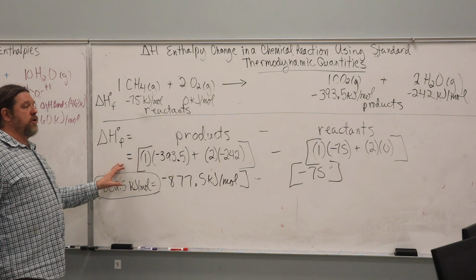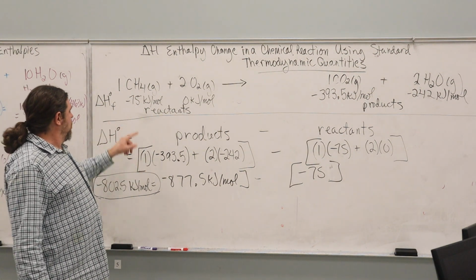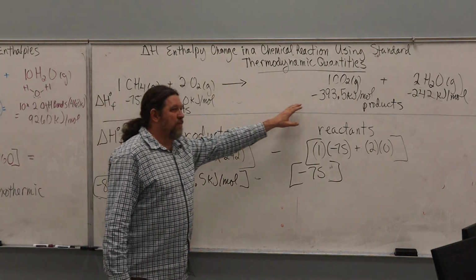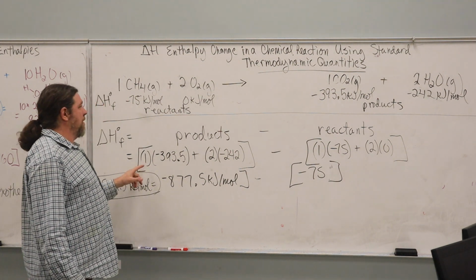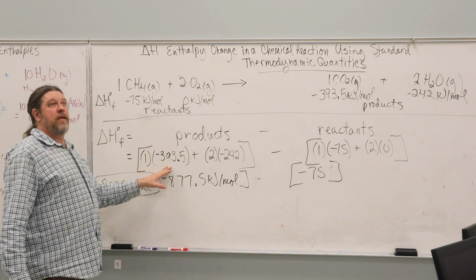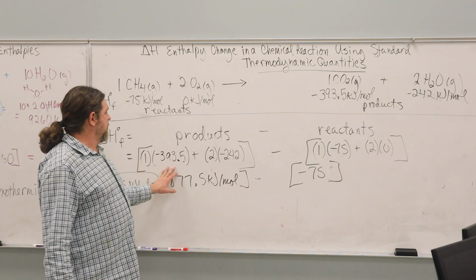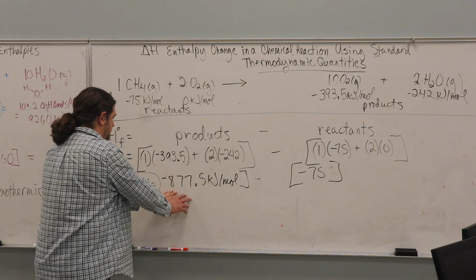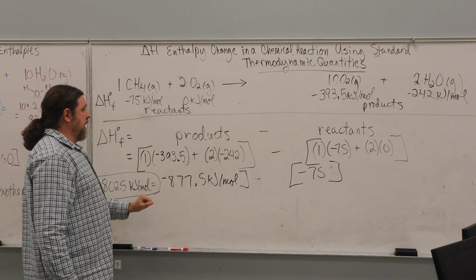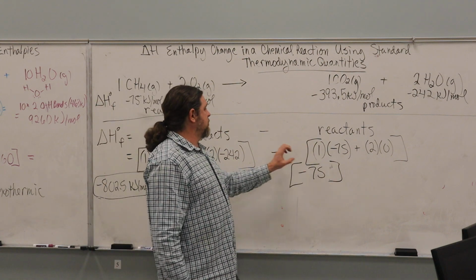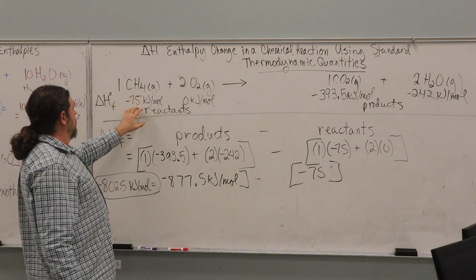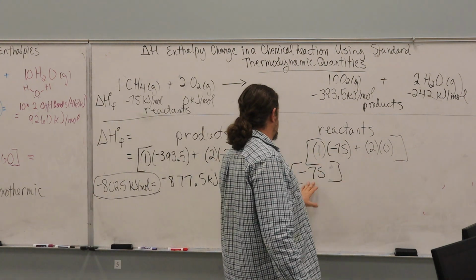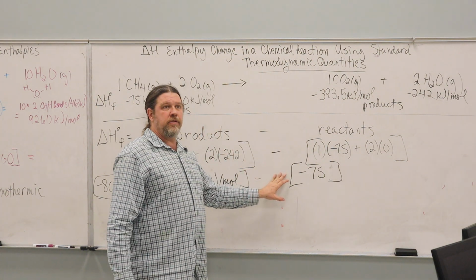So we just simply take our values. We have 1 molecule of carbon dioxide times its standard value, 2 of water times its standard value. We sum those up. We have the product total. It's a negative value, and we subtract the reactant value, 1 molecule of methane times the standard value, and then of course oxygen registers as 0. Products minus reactants.